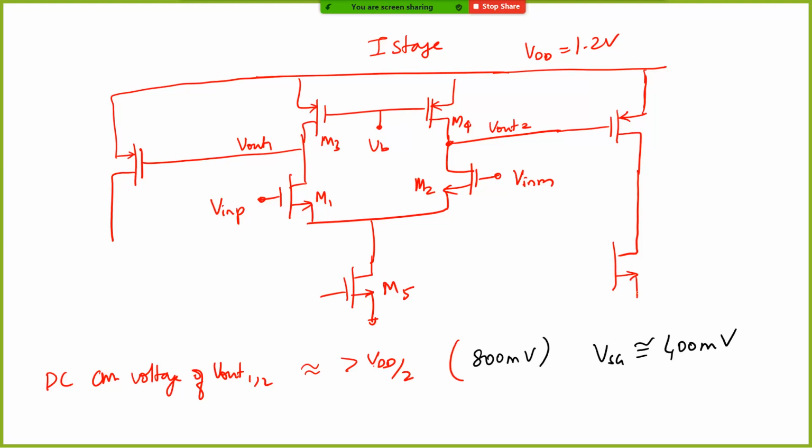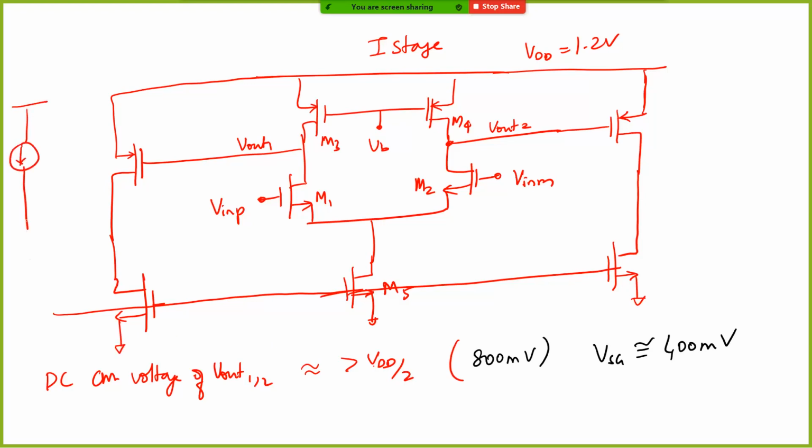Now, the current source load is basically an NMOS transistor, right? Now, all these three transistors basically are NMOS current sources. So how do you bias them? You basically have some reference current. You put it, let's say, through a current mirror. Okay. Let's give some numbers. Let's say this is M6, M7, this is M8, M9, and M10. Okay.